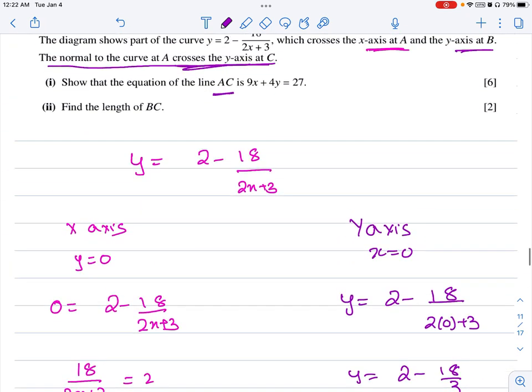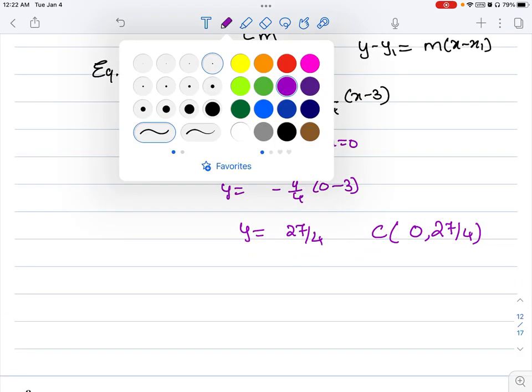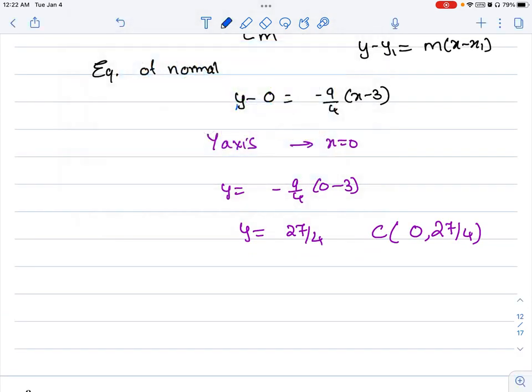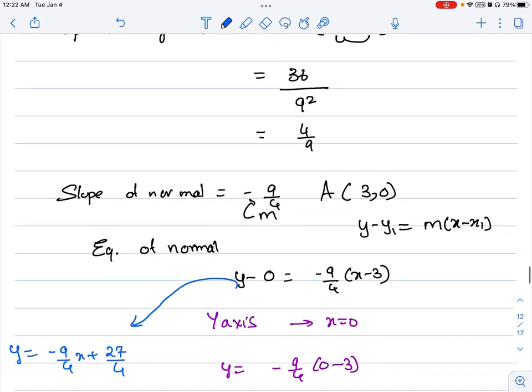What is he asking? Show that the equation of the line. So we can just find the equation of the line from here. Later we can find C. y equals minus 9 upon 4 x plus 27 upon 4. So 4y is equal to minus 9x plus 27. So 9x plus 4y is equal to 27. That is a part. But we found C.